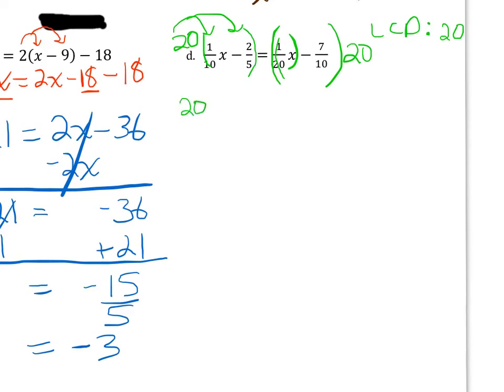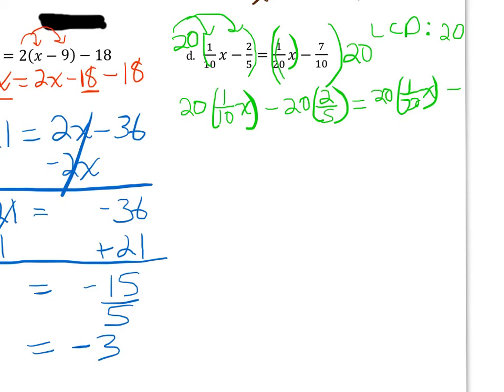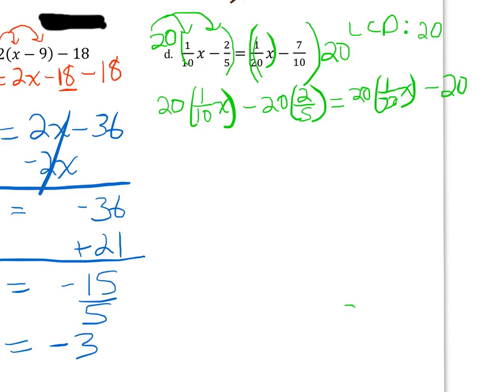This is going to be 20 times 1/10 x minus 20 times 2/5, because I've got to distribute, equals 20 times 1/20 x minus 20 times 7/10. Okay. And so with this, I've got to simplify, right? So 10 and 20, they have a common factor of 10. 10 goes into 20 two times, so I'm going to be left with a 2x. Now I no longer have a fraction. 5 goes into 20 four times, and 4 times 2 is 8, so I get 2x minus 8.